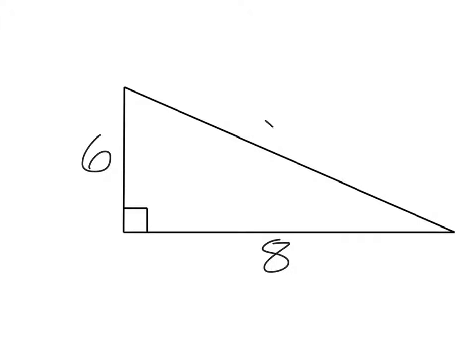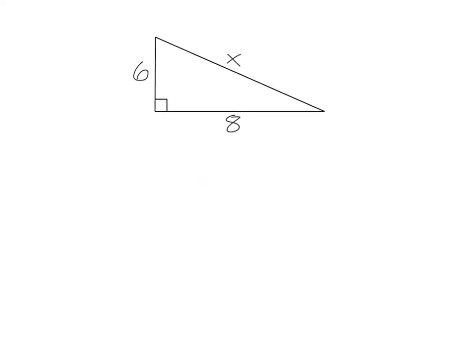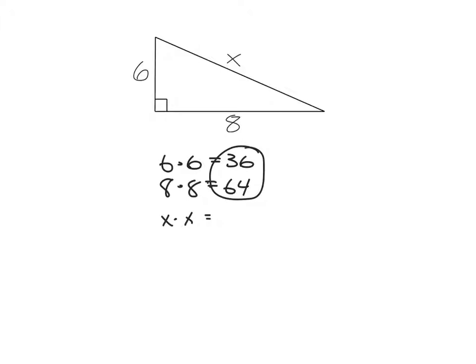Here we go. The first thing I'm going to do is mark my missing value, my x, and then let's go ahead and solve this problem. 6 times 6 is 36. 8 times 8 is 64. My last side would be x times x, and it's going to equal the 2 smaller areas added together. 36 plus 64 is 100.